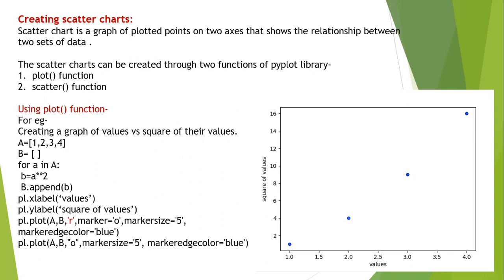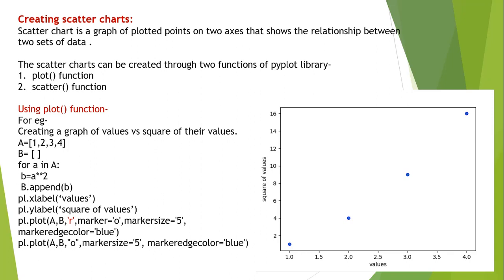Okay, also we are directly giving the marker, that is, which type of marker should be used here. Here we have used O, that is circle marker, and we have given the size as 5 and color was given as blue. So you can see the markings are in blue color.